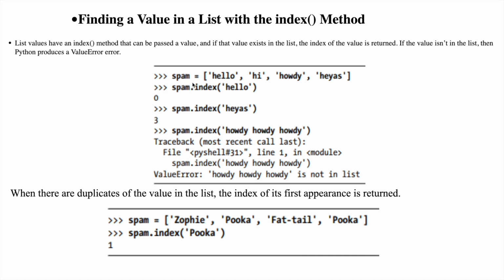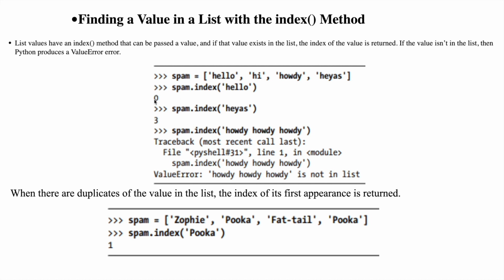Now I want to find some value within the list. Suppose I call the method spam.index('hello'). This will return the index of the string hello. Now you know that the index of a list starts from 0. So index 0 contains hello, index 1 contains hi, index 2 contains howdy, index 3 contains the next item. When I call spam.index('hello'), what is the value of the index there? 0. So the output will be 0.